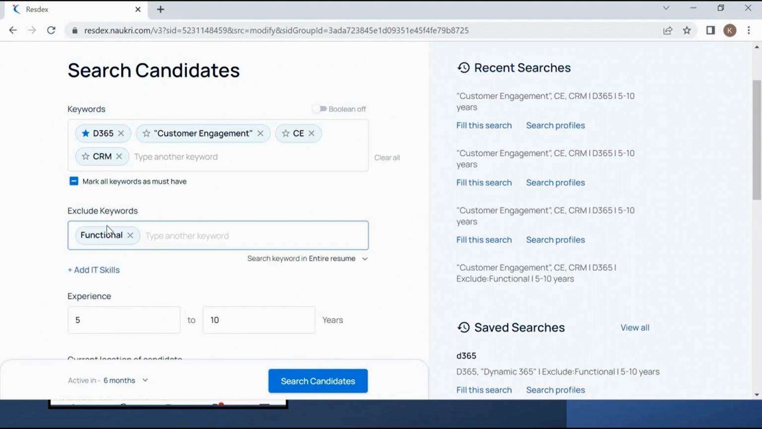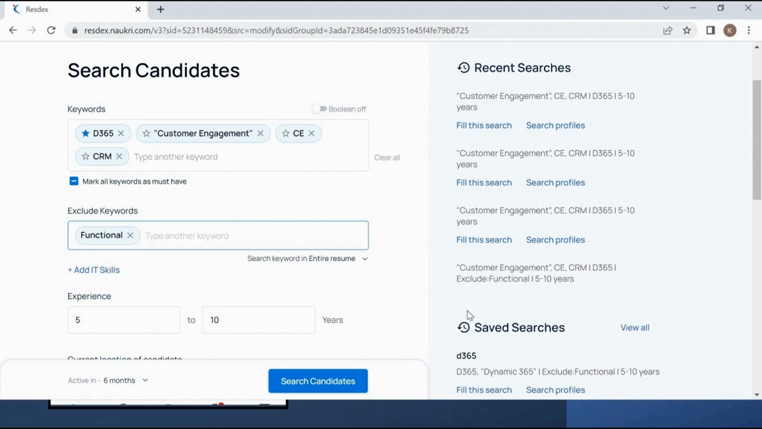This is a very helpful column, that exclude keyword. What does it mean? Whatever word you do not want in the resume of the candidate, you can mention in this exclude keyword. Now I will find only resumes in which functional is not mentioned. Whether they have mentioned developer, technical or whatever, that is acceptable, but you will not find functional in any resume.